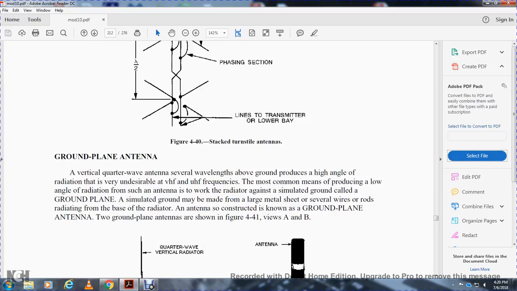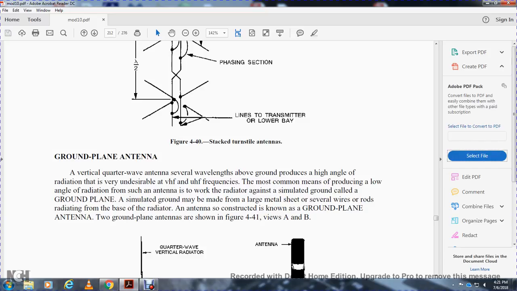The ground plane antenna. A vertical quarter-wave antenna several wavelengths above ground produces a high angle of radiation, which is variable and unstable at very high frequency and ultra high frequency frequencies. The most common means of producing a low angle of radiation from the antenna is to work it against a simulated ground. Again, the simulated ground plane may be a large metal sheet, or several wires or rods radiating from the base of the radiator.